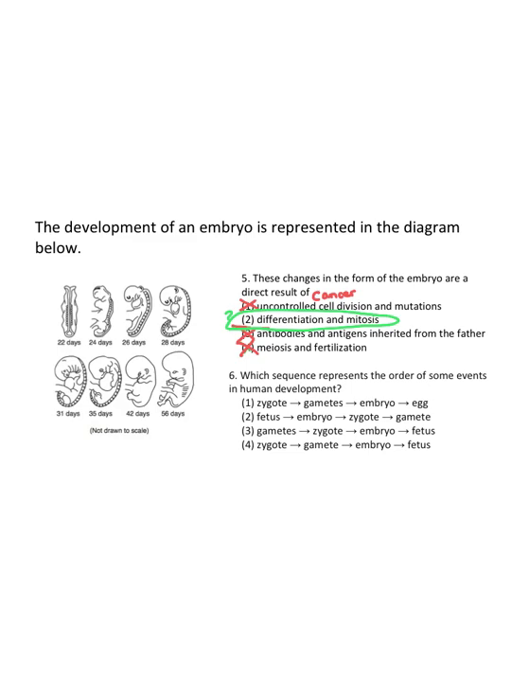So this is how I'm going to pick. I see gametes in every one. I know that in human development, gametes come first. So I'm going to cross out 1 because gametes are second. I'm going to cross out 2 because gametes are last. And I'm going to cross out 4 because gametes are second.